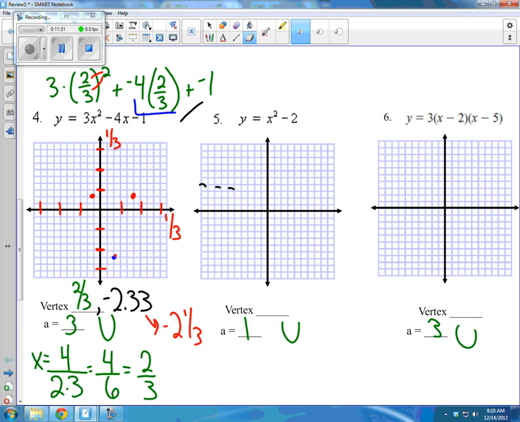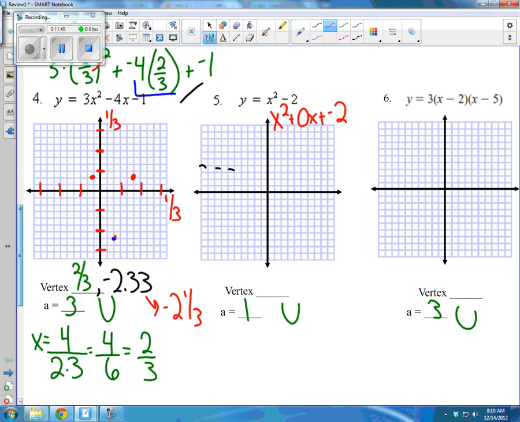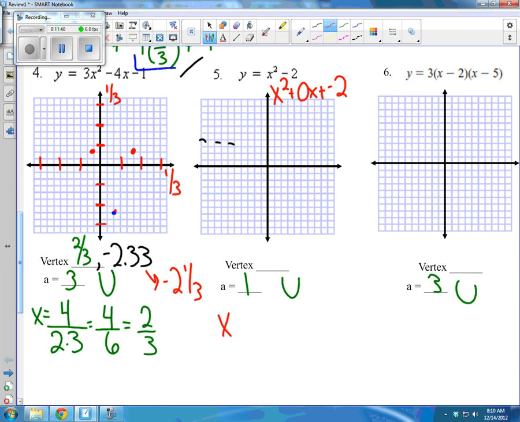All right, number 5, it's also in standard form, but when I go for the opposite of b, there is no b. So I'm going to quickly rewrite this. And now I'm going to find my vertex. So the x-coordinate, again, I'm going to take the opposite of b, which is 0, divided by 2 times a. And so when I take 0 divided by anything, I'm going to get 0 for my x-coordinate. And now I'm going to take 0 and put it back in my original equation. So I'll do that right above the equation.